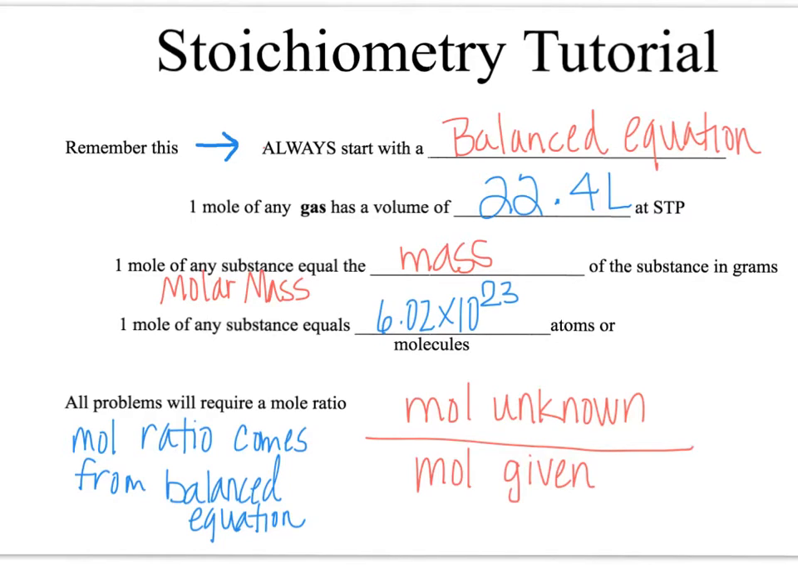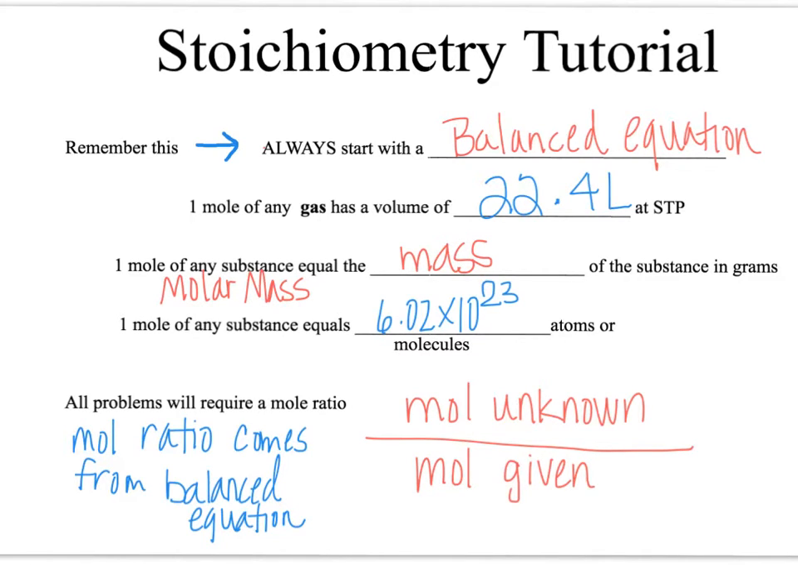And then we're going to need some conversion factors, and we've got several that we could use. If we're dealing with volume of a gas, we're always going to use 22.4 liters per mole. If we're dealing with mass, we're going to use the molar mass, which is the grams of a substance for 1 mole. And if we're dealing with atoms or molecules, we're going to use Avogadro's number, which is 6.02 times 10 to the 23rd. Every problem we do is going to require a mole ratio.